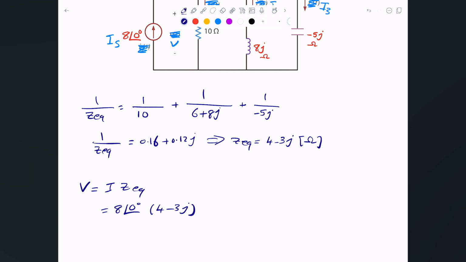Of course, they're in different formats, but we can use a calculator to compute what that is. I'll just multiply it by 8, and what we get is 32 minus 24j, and that's in volts. Of course, we can convert it to any other format we want. For example, in exponential form, it becomes 40 as the magnitude, and the angle is negative 36.87 degrees volts.